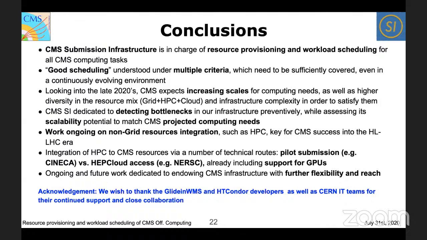We are always working hard to detect potential bottlenecks in the infrastructure and to assess the scalability of our tools. So we work on the integration of non-grid resources, especially HPCs, and in particular sites such as the Barcelona Supercomputing Center, which is a hard environment. And we are integrating many of these resources already. The ongoing future work is dedicated to continually providing the CMS infrastructure with further flexibility and reach.